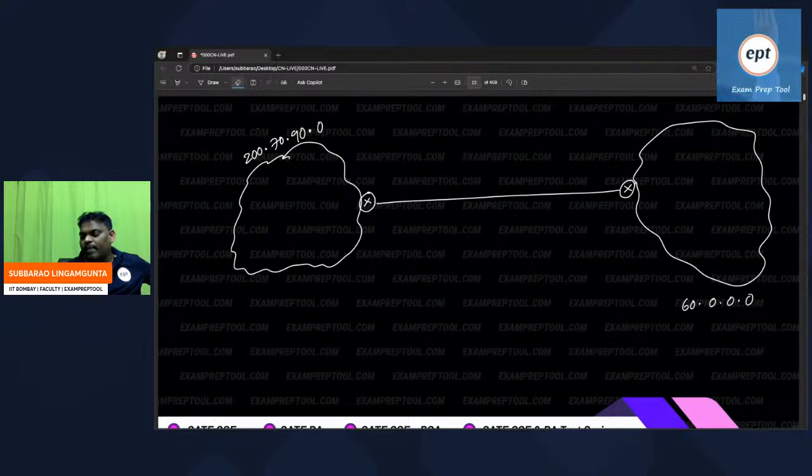So maybe the left side is class C and the right side may be class A. They both can be class C also, they both can be class B also. They can be anything. One network is communicating with another network, maybe Jio network is communicating with Airtel. Anyone can communicate with anyone. There is no objection at all.